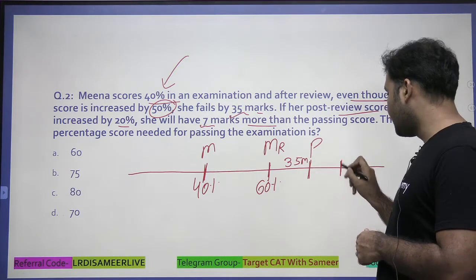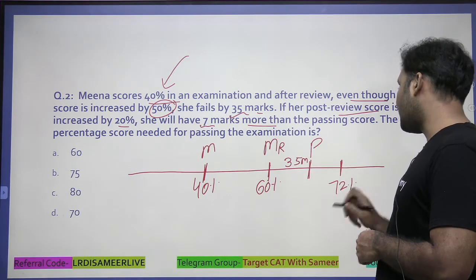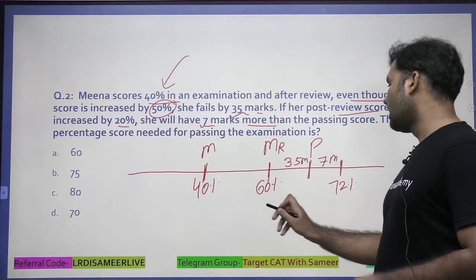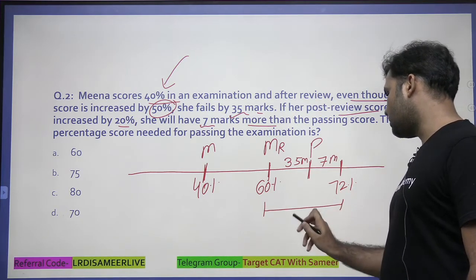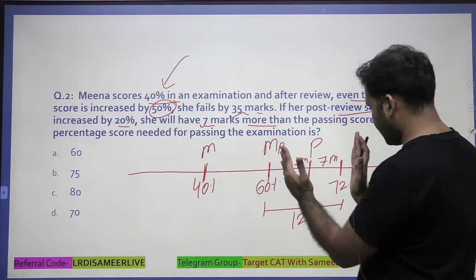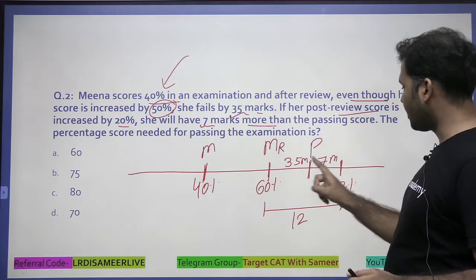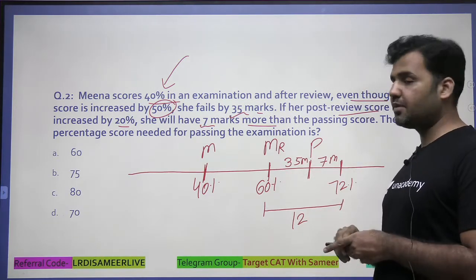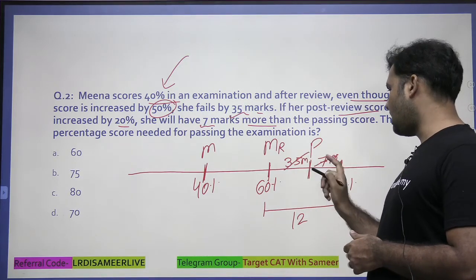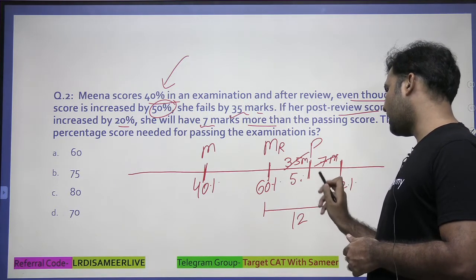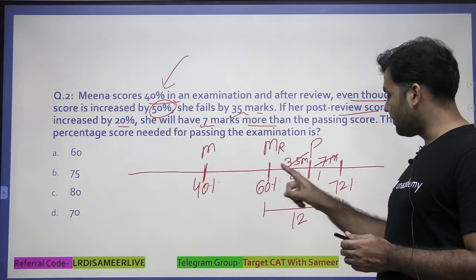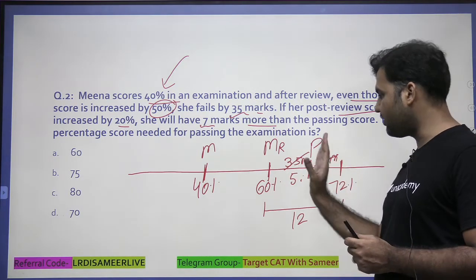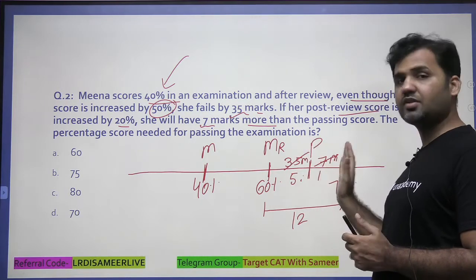So can I say this will be the new point for Meena's mark, that is 72%, and this is 7 marks ahead of passing. Now see that the difference between these two is 12. Now this line, you can see that if this whole line is 42, 35 will be on this side, 7 will be on this side. Or can I say the whole line is divided in the ratio of 5:1? That means if I assume that this whole line is 6%, then 5% will be on this side and 1% will be on this side.